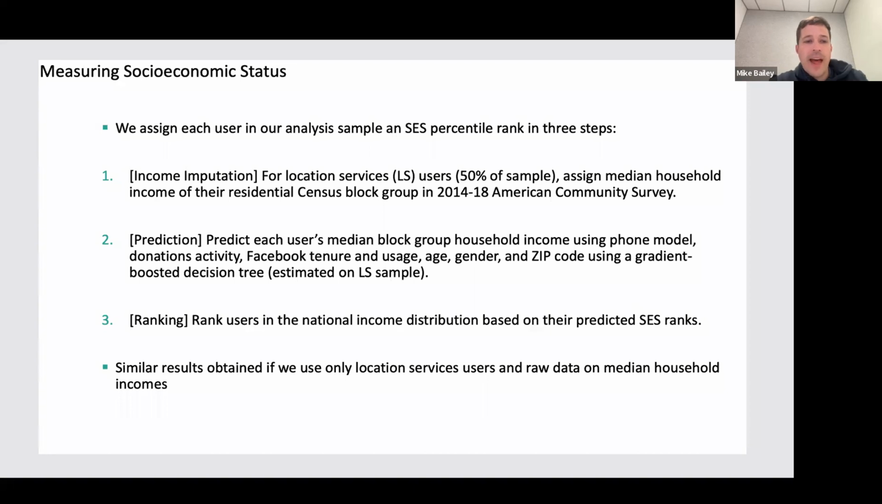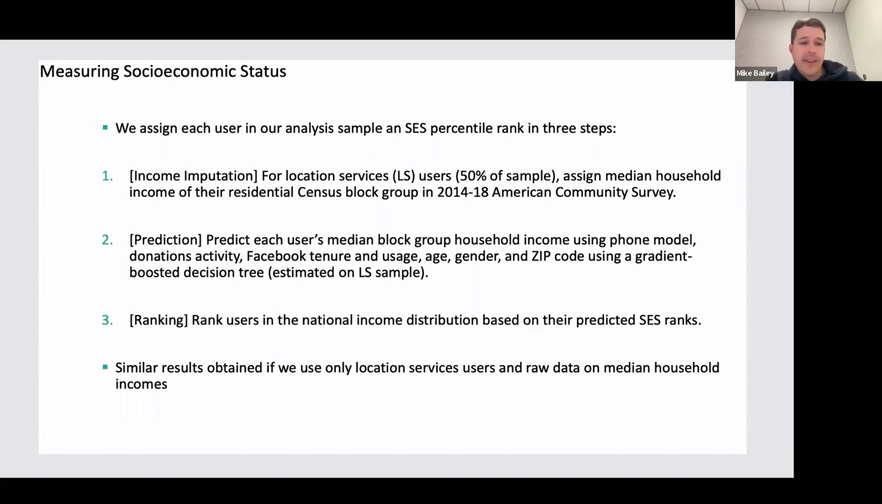And then based on that data, we could make a prediction for everyone else using a bunch of data we had about them, including their age, their gender, their zip code, Facebook tenure, phone model, to see if they looked like people who lived in high income areas, like our smaller location history sample. We trained a gradient boosted decision tree model on that first sample to predict the SCS for everyone. And then for everyone, we gave them a ranking in the national income distribution. And that is how we ended up with the predicted SCS ranks for everyone.